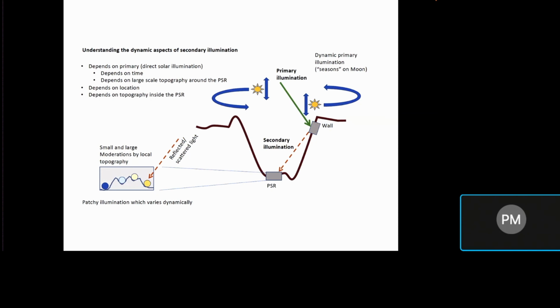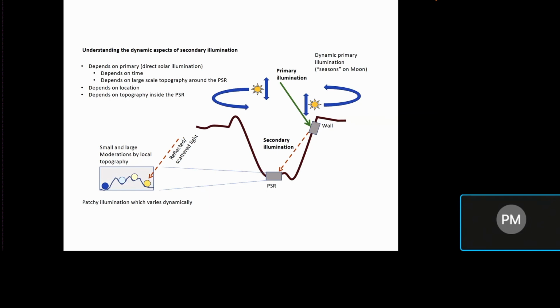And it also depends on the large-scale topography around a permanently shadowed region. So we are not right now talking about the topography within the permanently shadowed region. But once it bounces and you get this secondary illumination, then it depends on the location of the exact PSR, and it depends on the topography inside the PSR. So you have multiple things which control the way the illumination behaves within the PSR. And as I show in the small cartoon on the left-hand side, you can have small and large moderations by the local topography. So for example, the region which immediately gets that secondary bounced light will be way more illuminated than a place which is shadowed due to small local topographic extensions.